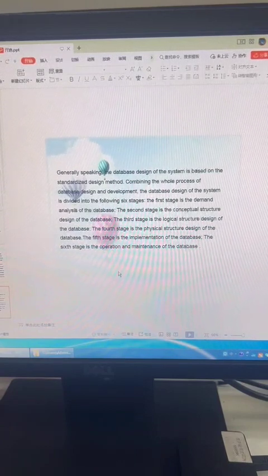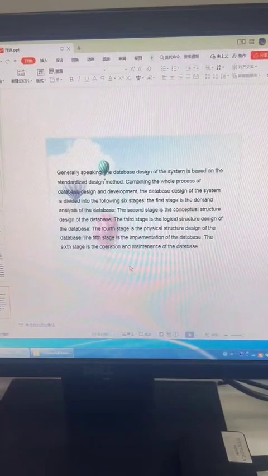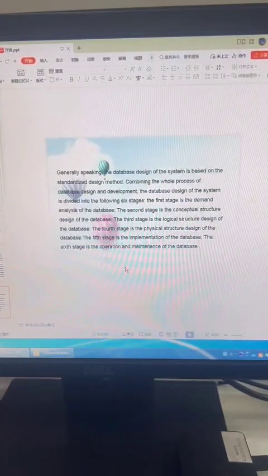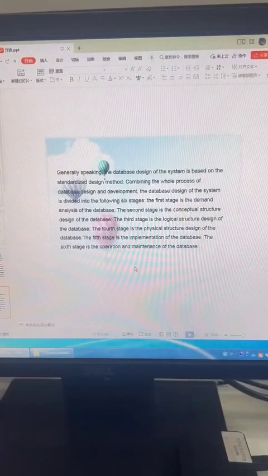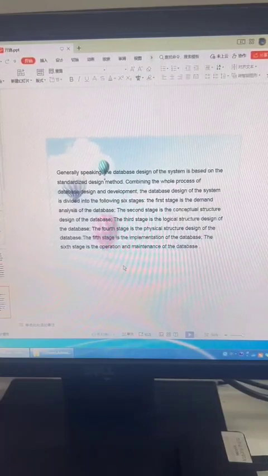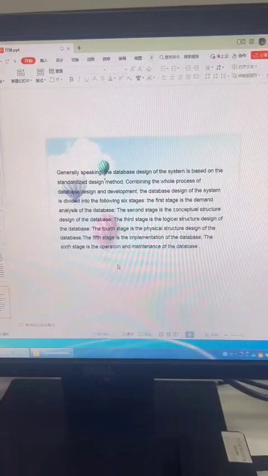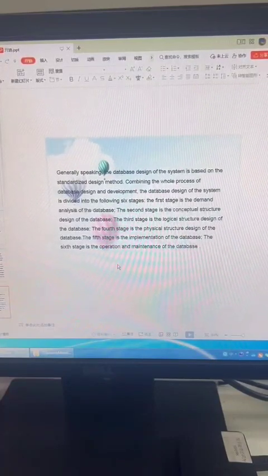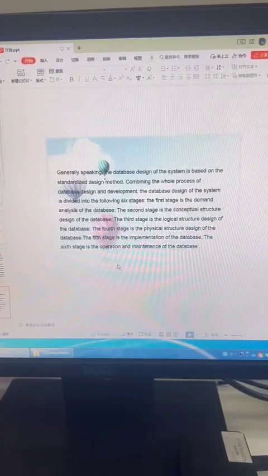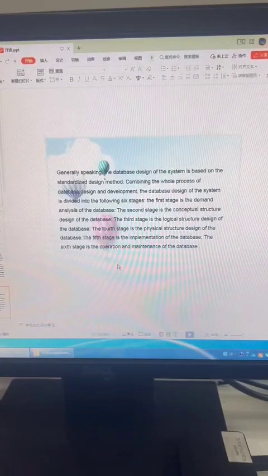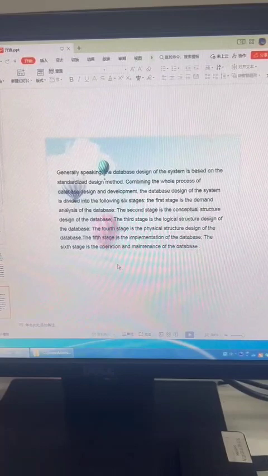The first stage is the demand analysis of the database. The second stage is the conceptual structure design of the database. The third stage is the logical structure design of the database. The fourth stage is the physical structure design of the database. The fifth stage is the implementation of the database. The sixth stage is the operation and maintenance of the database.